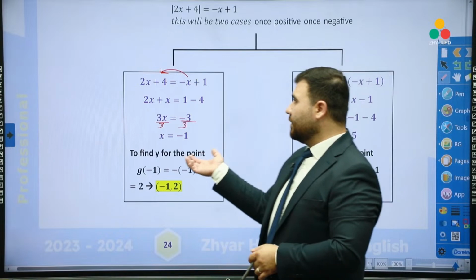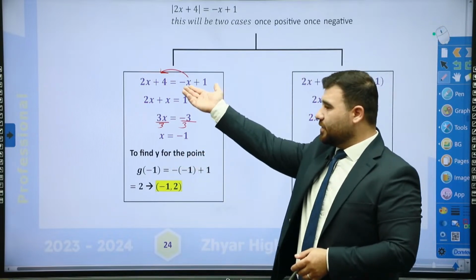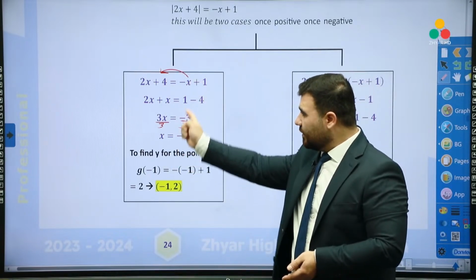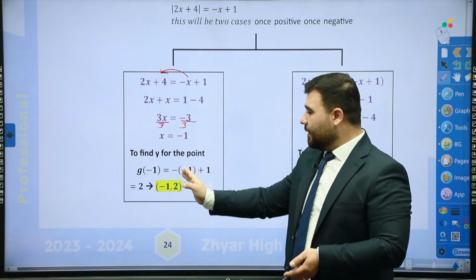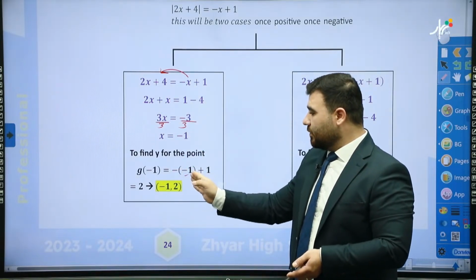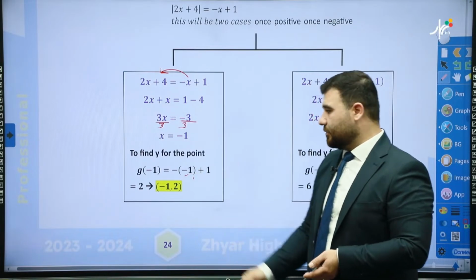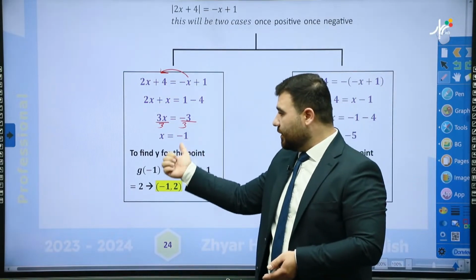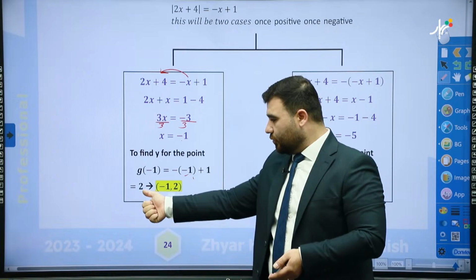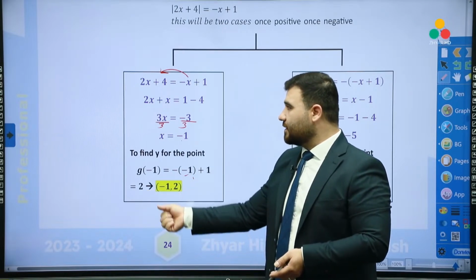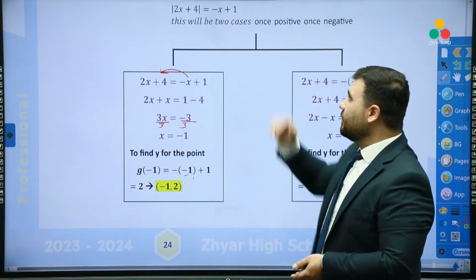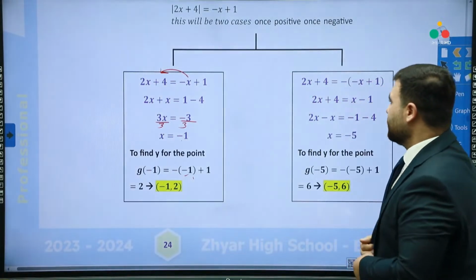When x is -1, the function g is easier, which is -x plus 1. This -x goes in place of x. Then -1 will be 1 plus 1 is 2. Then the point -1, 2 is one point of intersection between the absolute value and the linear function.